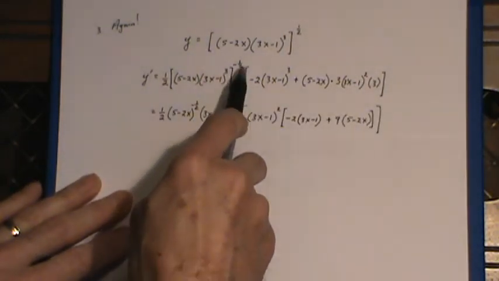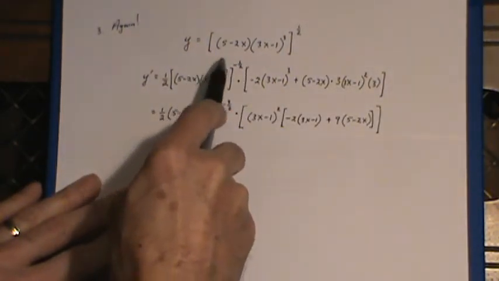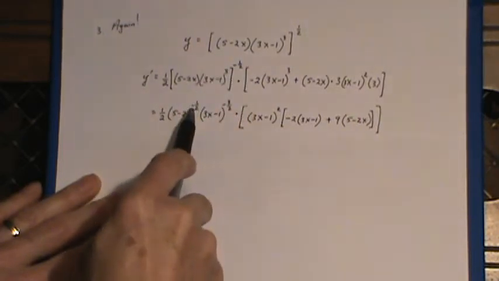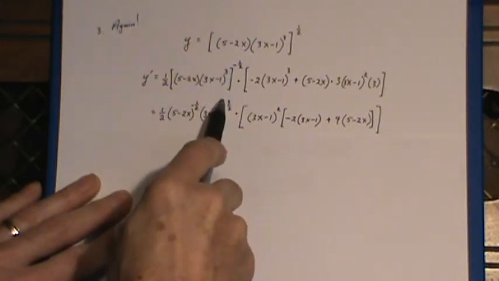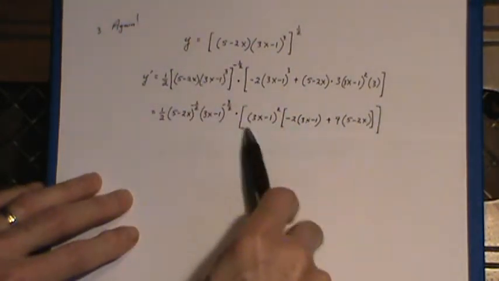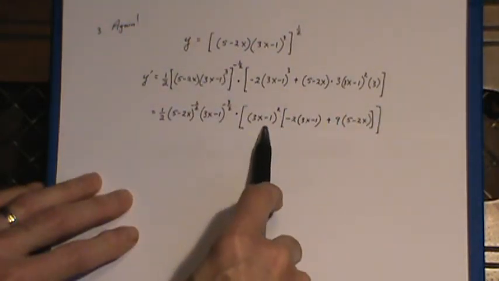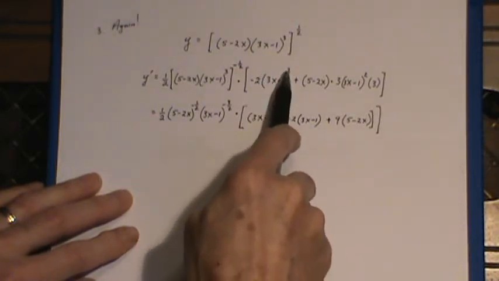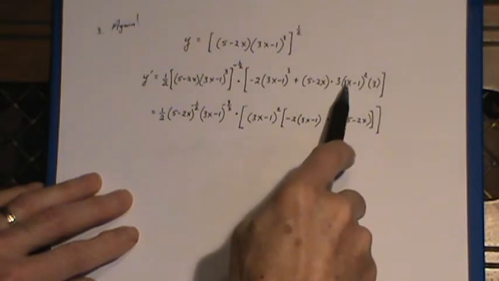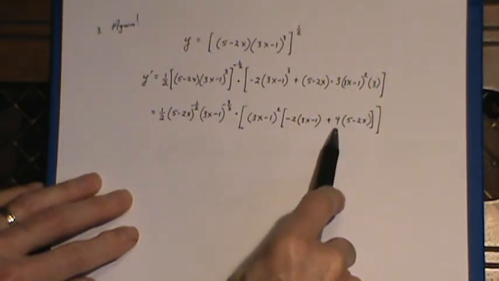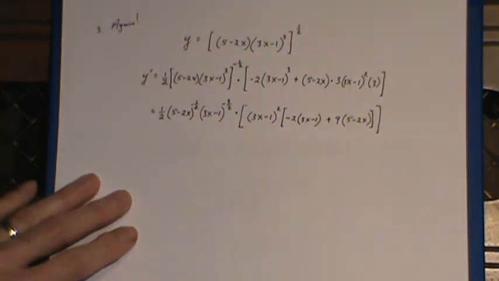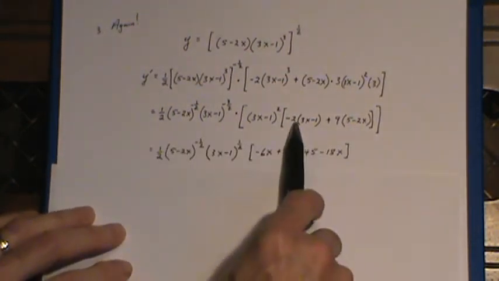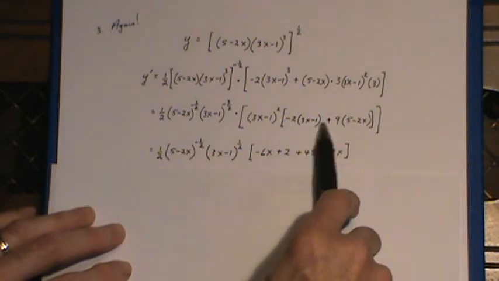I then brought the negative a half onto each of these, so that becomes negative a half. This becomes negative 3 halves because you multiply those. And on the inside here, I took out a common factor of 3x minus 1 squared. So that reduces to a 1, and this is gone. I just have the 9 and the 5 minus 2x. Tidied up what was inside by distributing this.